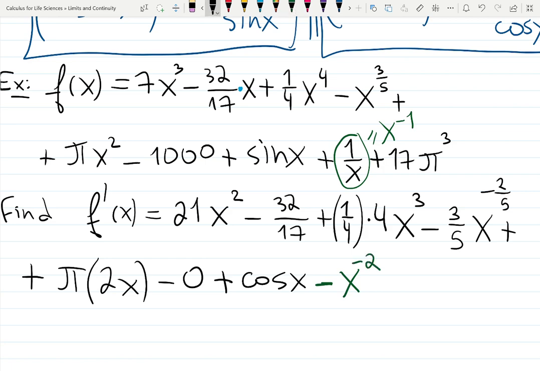That's not a mistake. 17 pi to the third. Zero. I thought 3 should go down and it would be pi squared. Why is it 0? It's a constant, exactly. All agree? So let me show you. This was a constant. And this was a constant. See, we did it pretty fast.